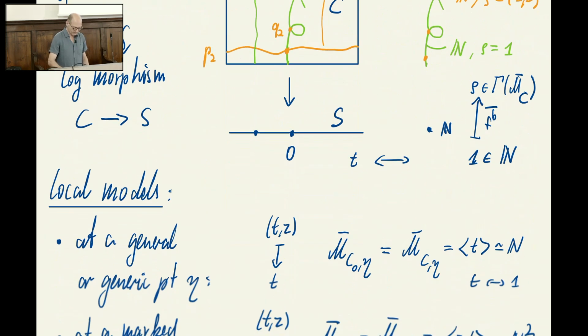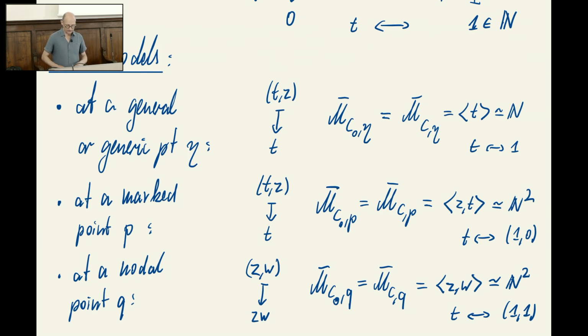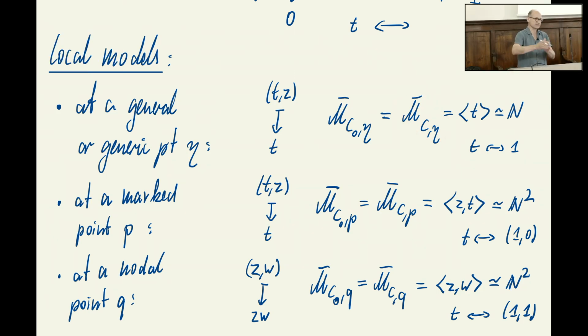We need a little more decorations, but before getting to the correct definition in log geometry, let me emphasize these local models. So at a general point, we map t, z. Z would be the fiber coordinate, to t. And the m bar C0 eta is the same as the m bar on the ambient space. Restriction doesn't do anything to m bar, okay? That's generated by this t factor, and that is an N, and the 1 in N just maps to this t. Then at a marked point, we had this additional z.